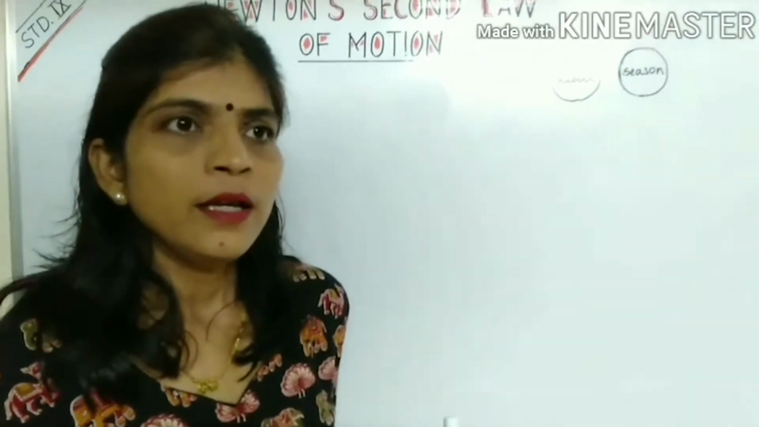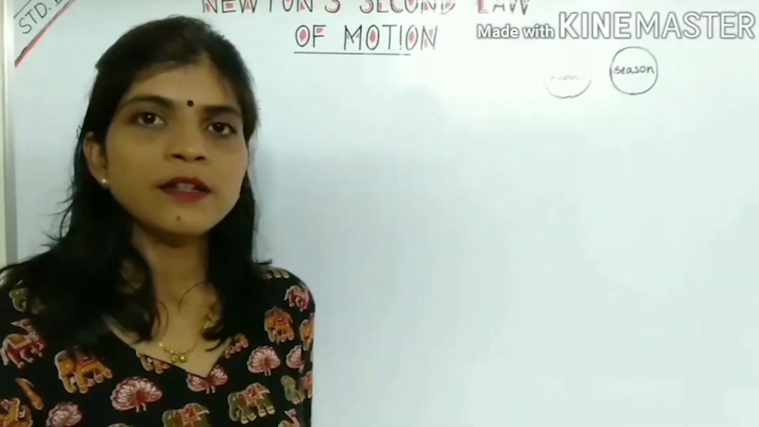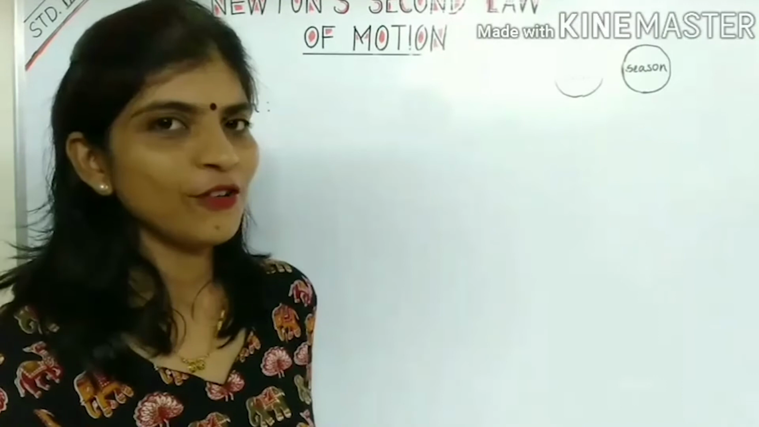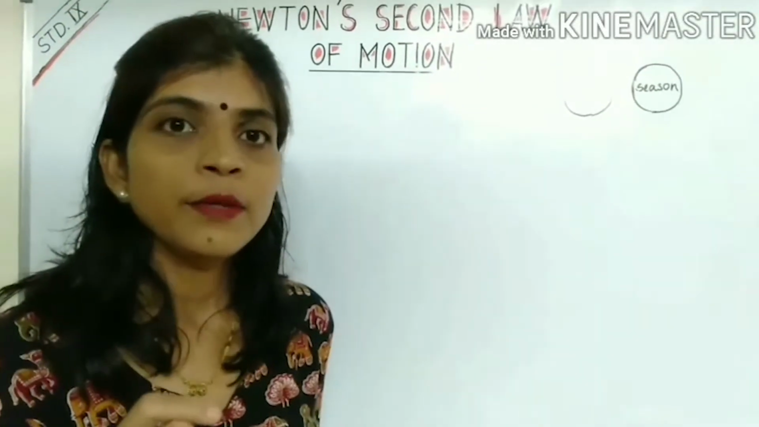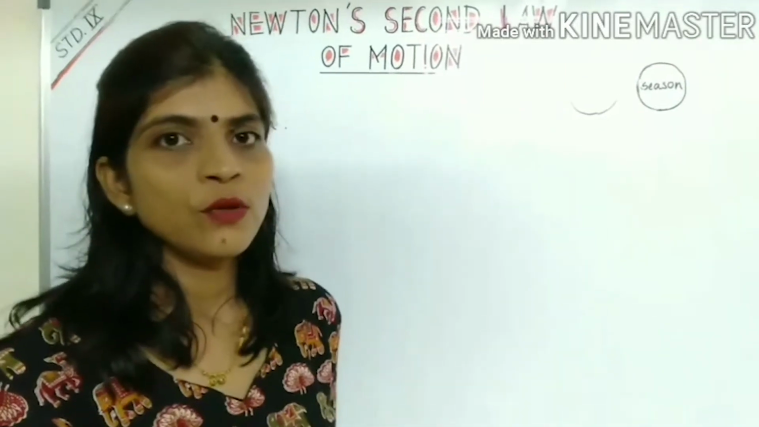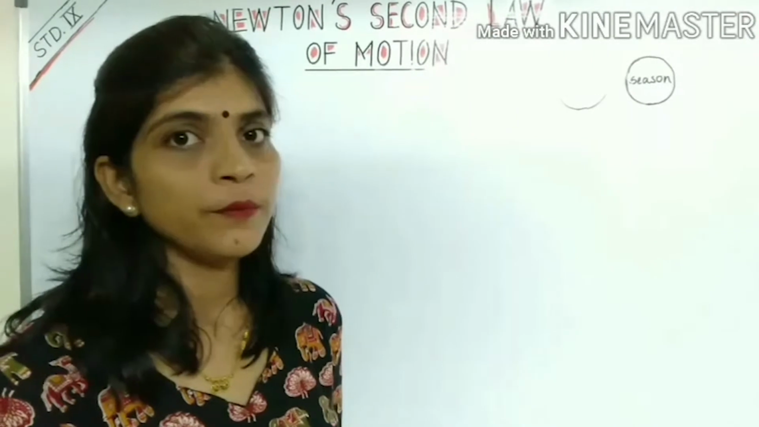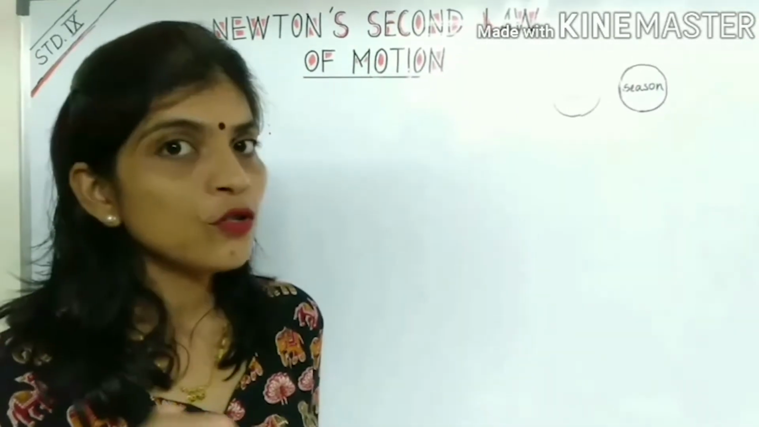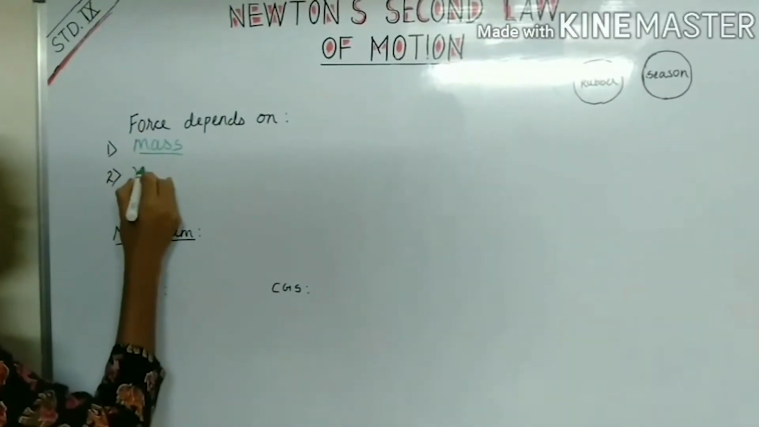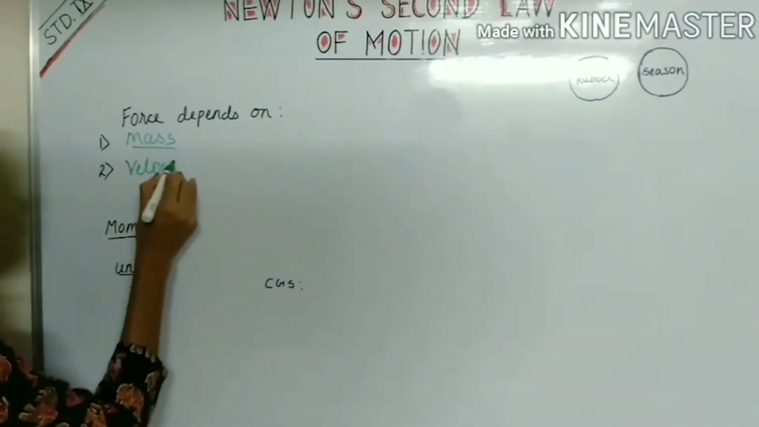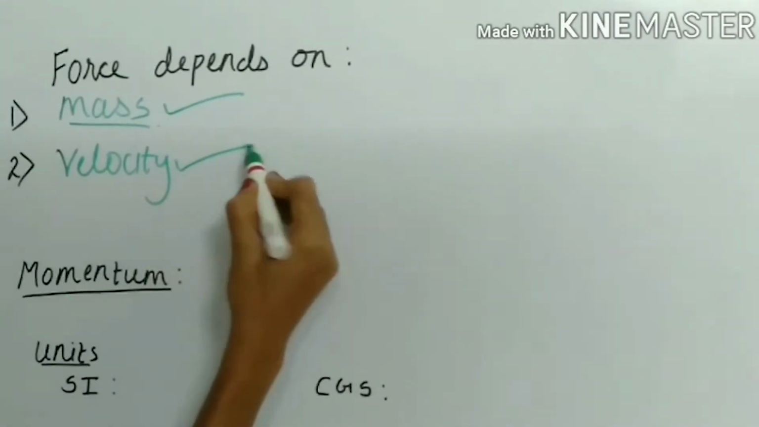second time in a very high velocity, which will be easier for you to catch? Of course, the ball which is slow. So why? Because the ball which is slow will exert less force on your hands than the fast moving ball. That means the force also depends on the velocity of the object. Thus, force depends on mass as well as velocity.